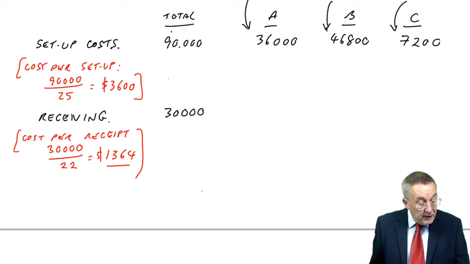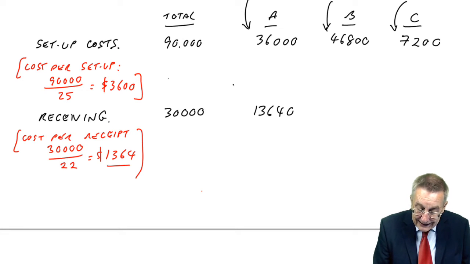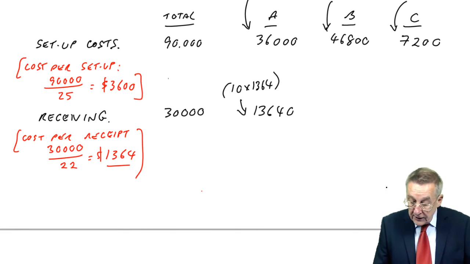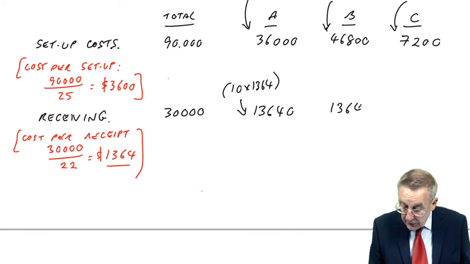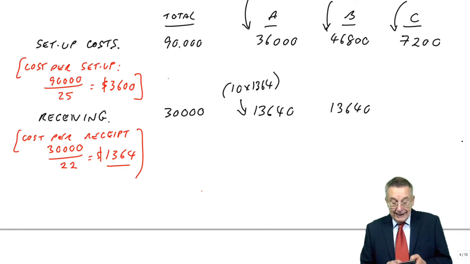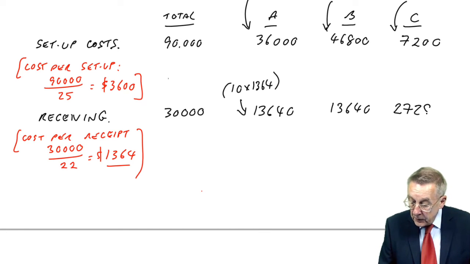Now let's charge it in the same way as before. So A has 10 receipts. At 1364 is 13,640. I'm not going to show workings for all of them, I shouldn't need. B has 10 receipts, so at 1364, 13,640. C has 2 receipts, 2,728.